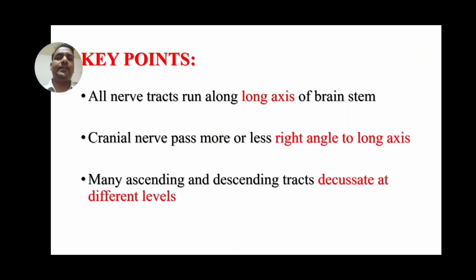Hello friends, let us discuss the easy way to understand the brainstem syndromes. As you already know, the nerve tracts in the brainstem run along the long axis of the brainstem, whereas cranial nerves more or less pass at right angles to the long axis of the brainstem. Many ascending and descending tracts in the brainstem decussate at different levels.